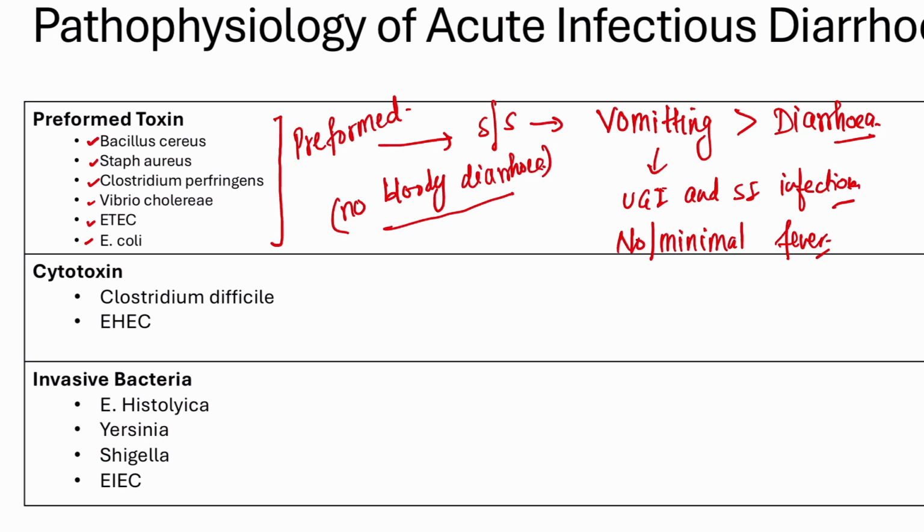These are the causes of preformed toxin and their signs and symptoms. Similarly, cytotoxin is produced by some organisms. Two most common are Clostridium difficile and enterohemorrhagic E. coli. They produce cytotoxin, meaning they will cause cellular necrosis at the level of intestinal mucosa. There will be malabsorption, and there will be fever.